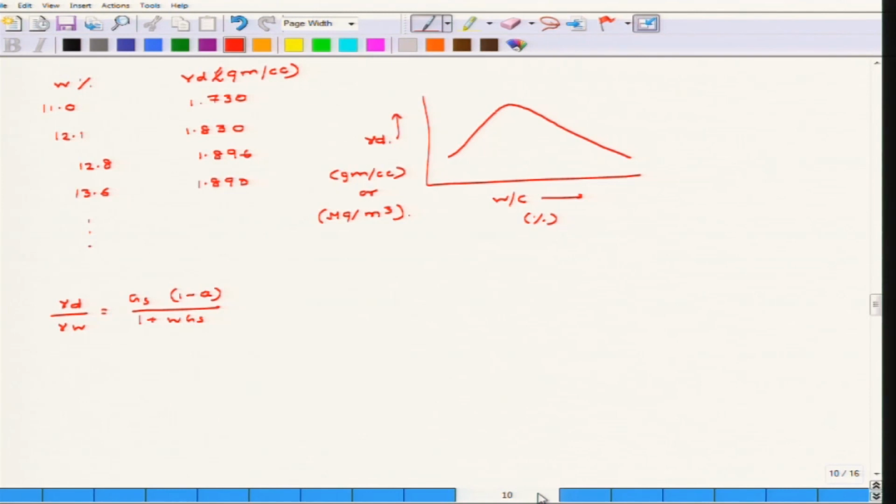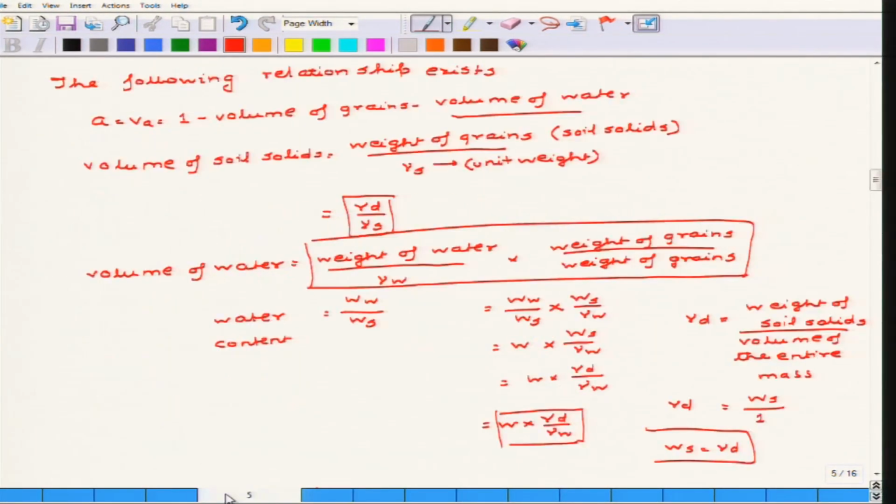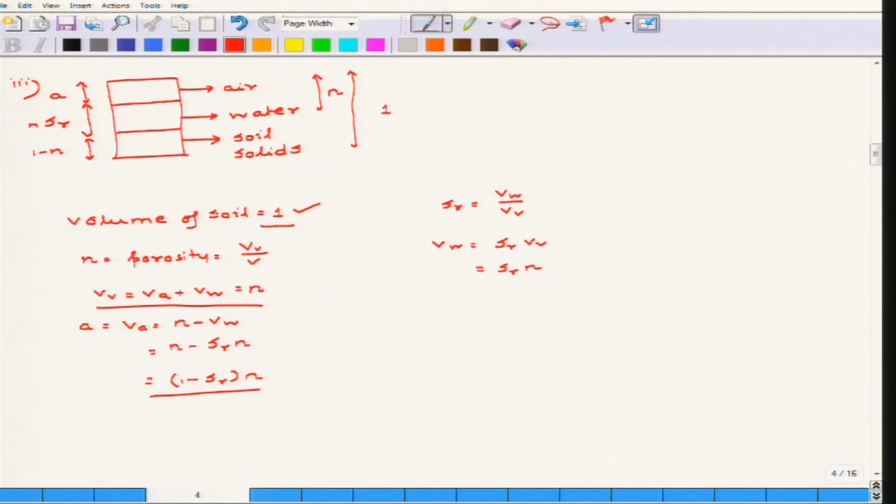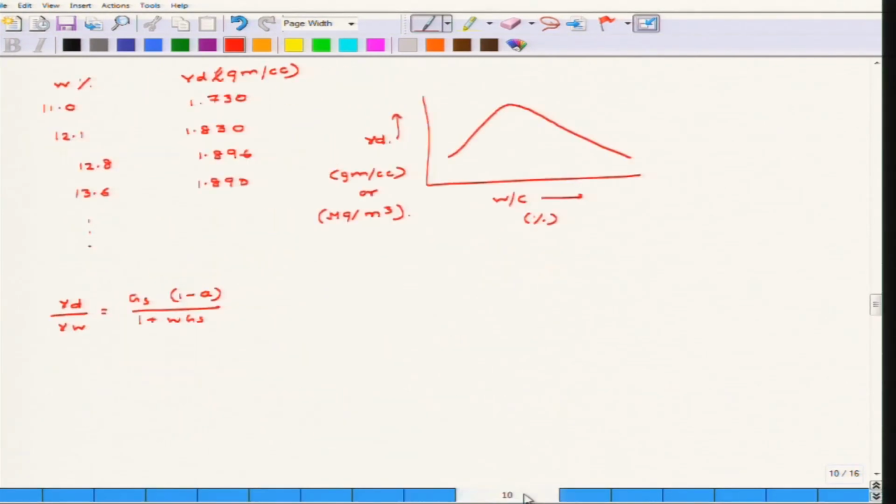So A basically corresponds to the percentage of air. A is nothing but the volume of air, VA. For the 100% saturation line, the volume of air is going to be 0. So gamma D by gamma W, or basically you can write it in the format of rho D by rho W, is equal to GS into 1 minus A into 1 plus W GS.